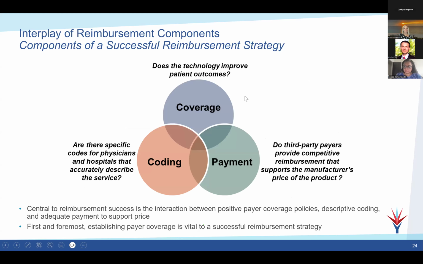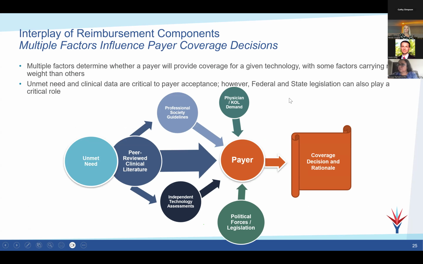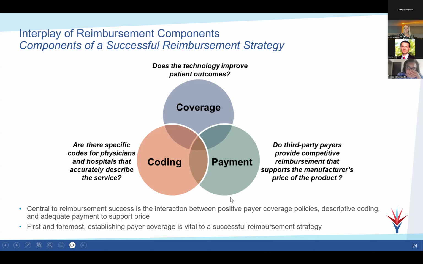So here we come to the all-important coding, coverage, and payment. In terms of coding, are there specific codes for physicians and hospitals that accurately describe the service? So are there existing codes that you can piggyback onto? Does the technology improve patient outcomes? That really goes towards coverage. And then lastly, does this coding and coverage allow for adequate payment? So do third-party payers provide competitive reimbursement that supports the manufacturer's price of the product?